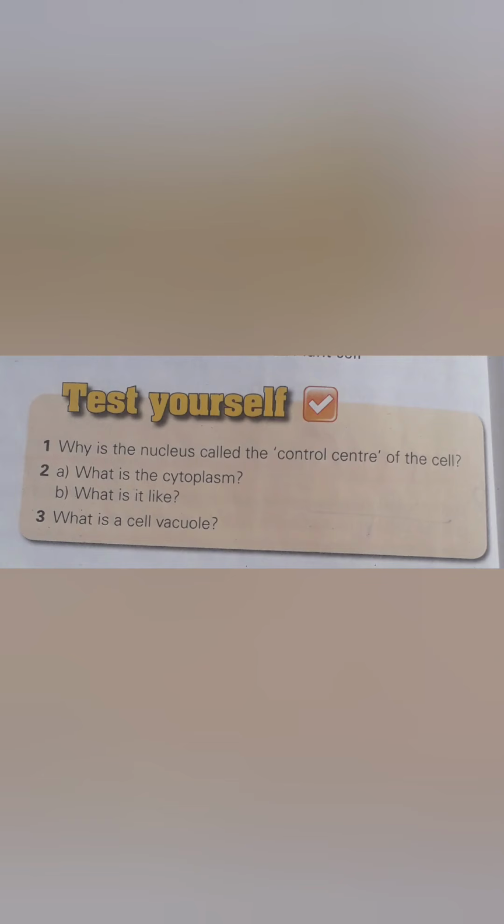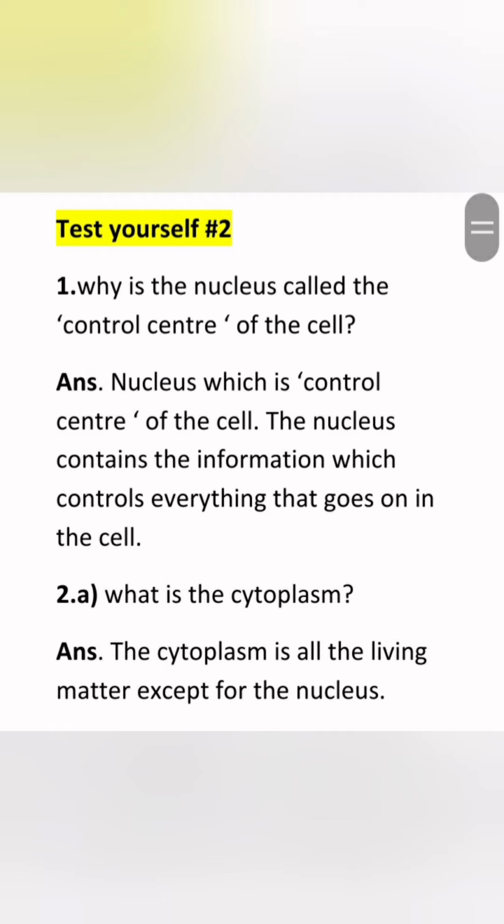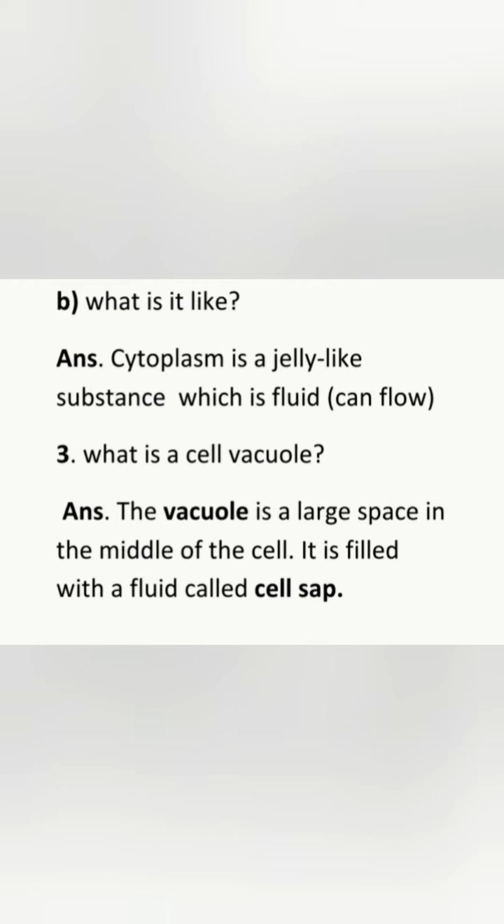Now we are going to cover Test Yourself number 2 of chapter number 2 on page number 20. So let's start. Question number 1 is, why is the nucleus called the control center of the cell? The answer is, the nucleus is the control center of the cell. The nucleus contains the information which controls everything that goes on in the cell. Question number 2, part A is, what is cytoplasm? The answer is, cytoplasm is all the living matter except for the nucleus. Question number 2, part B is, what is it like? Cytoplasm is a jelly-like substance which is fluid and can flow.